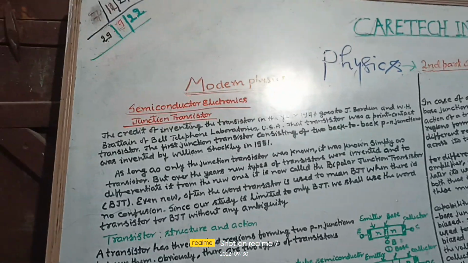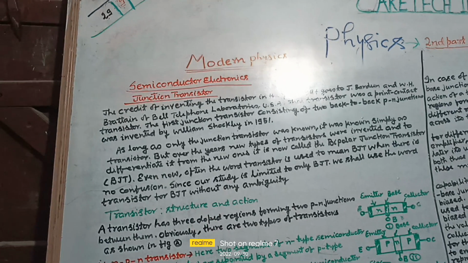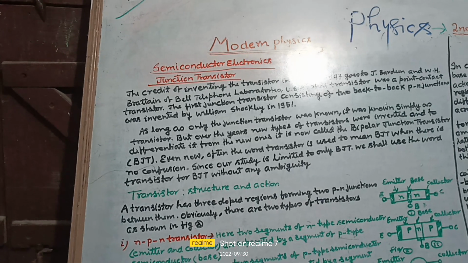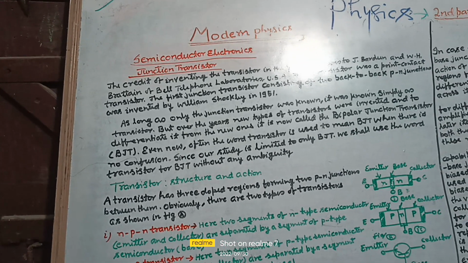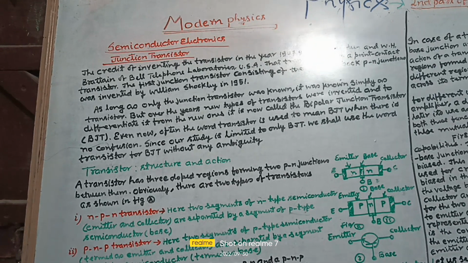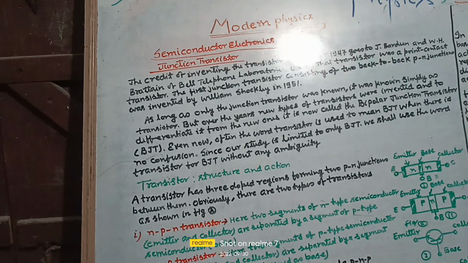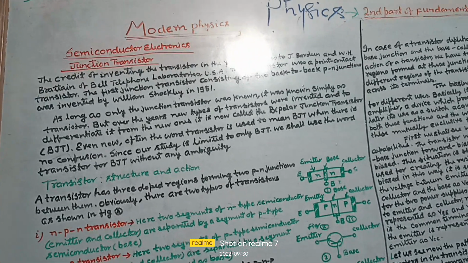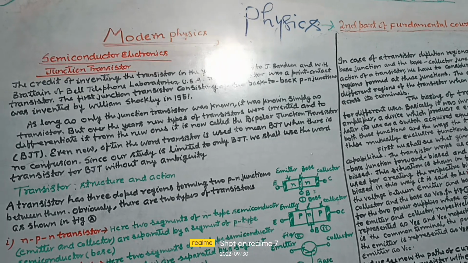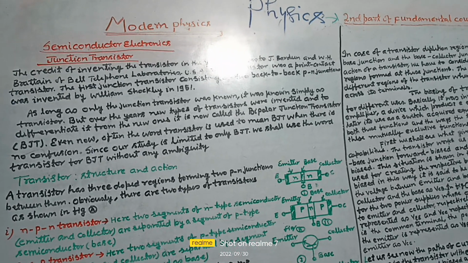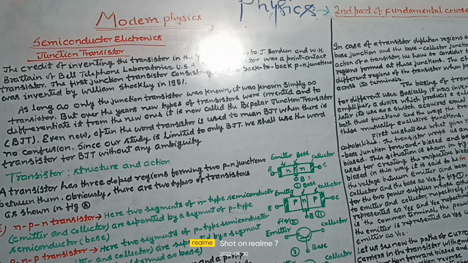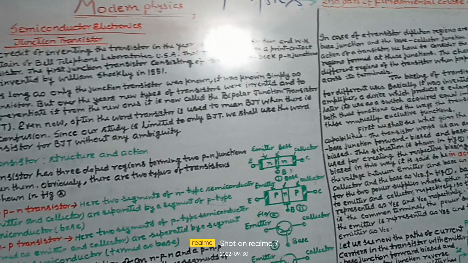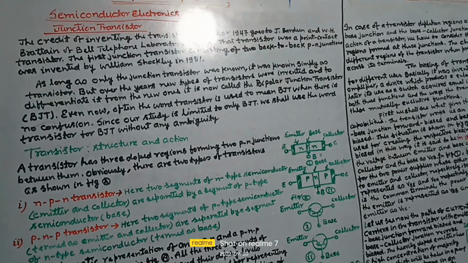Today, we shall study about junction transistor in semiconductor electronics. The credit of inventing the transistor in the year 1947 goes to J. Bardeen and W. H. Brattain of Bell Telephone Laboratories, USA. That transistor was a point contact transistor. The first junction transistor consisting of two back-to-back PN junctions was invented by William Shockley in 1951.